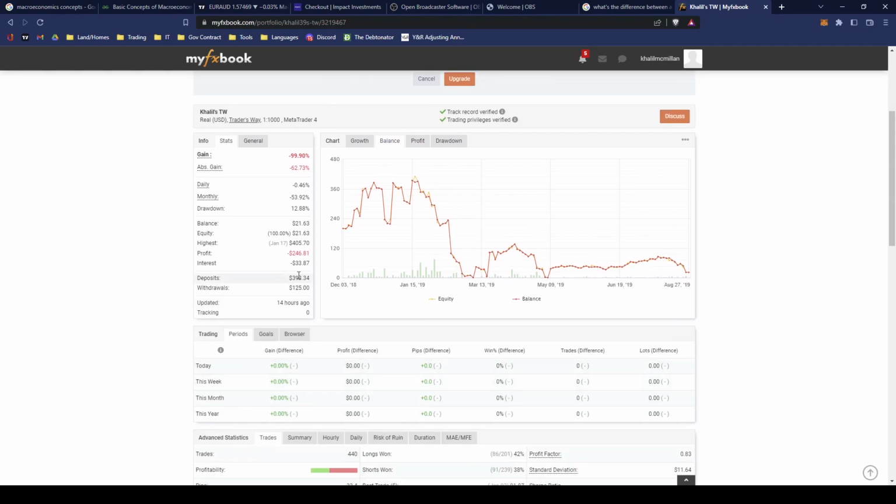Overall, I deposited 400, and I withdrew 125. So essentially, I was negative around 250 for this account.